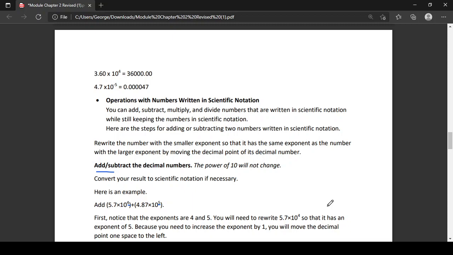Their exponents must be the same. Very good. Similar exponents. So how do you change the exponent so that they are the same?